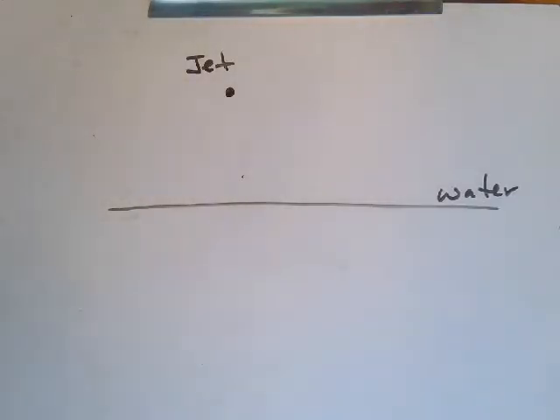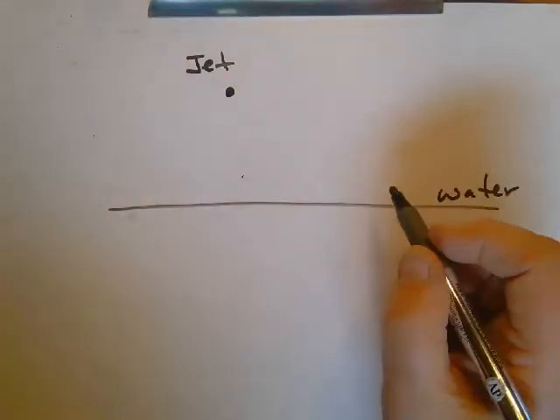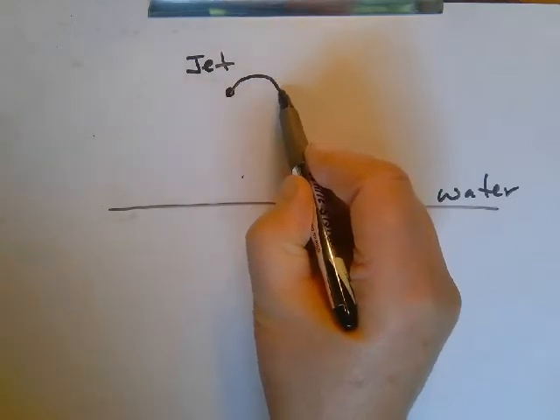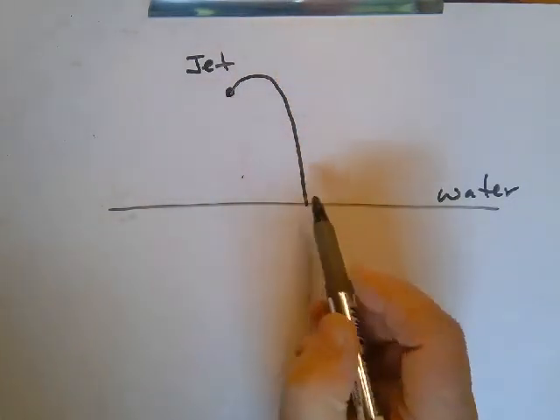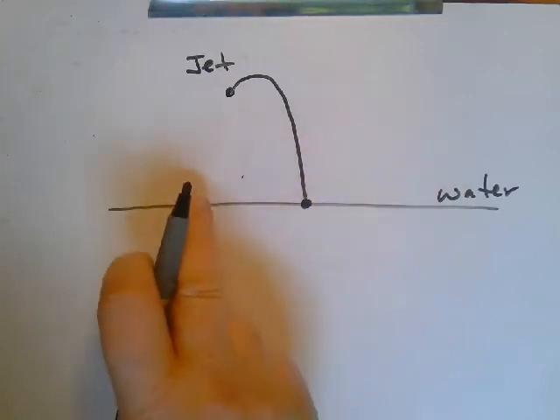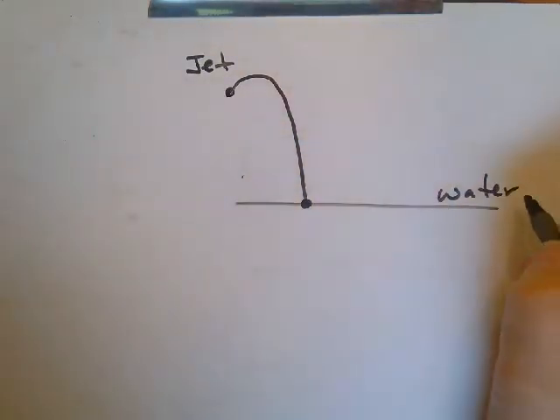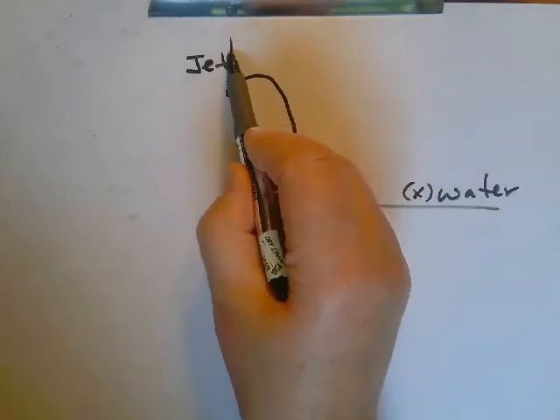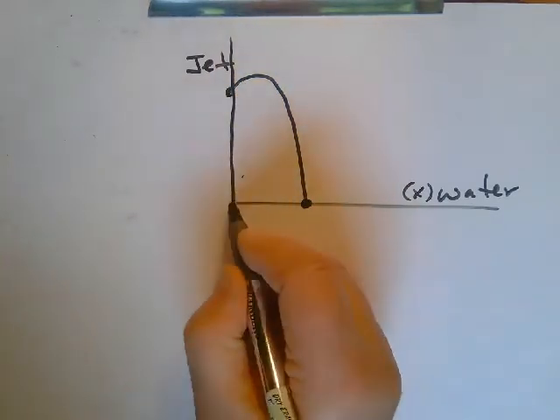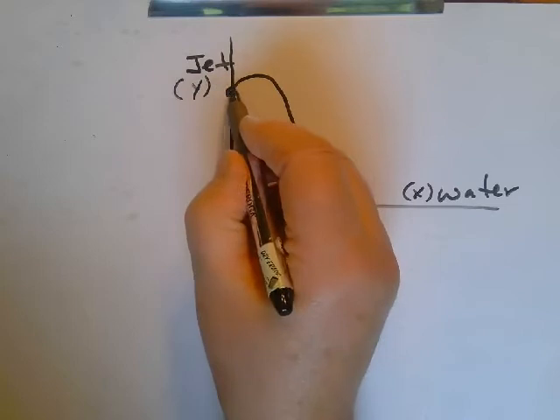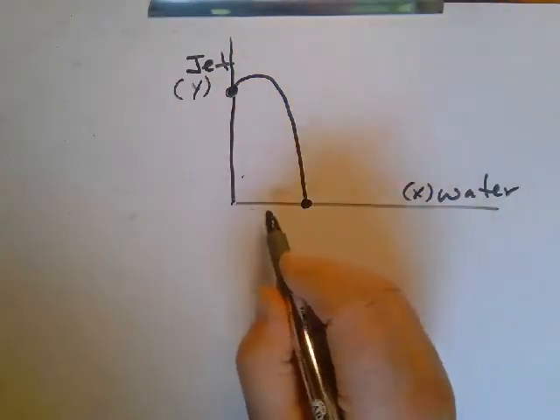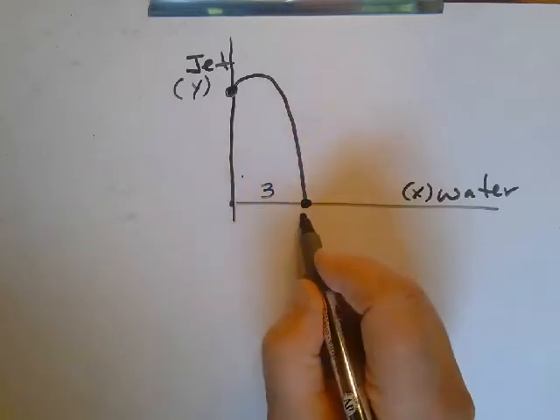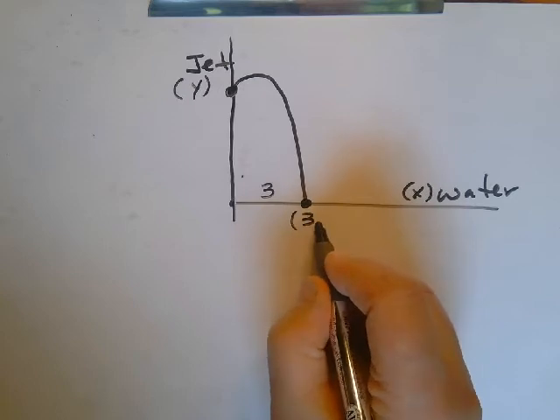All right, let's just start with these two things, the water and the jet. Now it says that the water shoots up a little bit and then it comes back and lands in the water. We're going to let the water be the x-axis out here. Okay, that's the x-axis. And let's let the jet be on the y-axis. So we can see that this ordered pair here has to be at 3, 0.